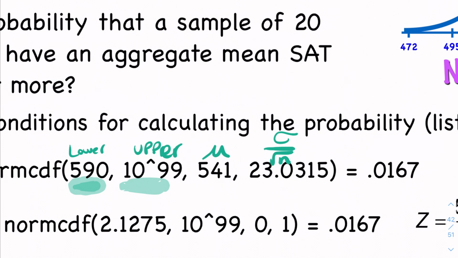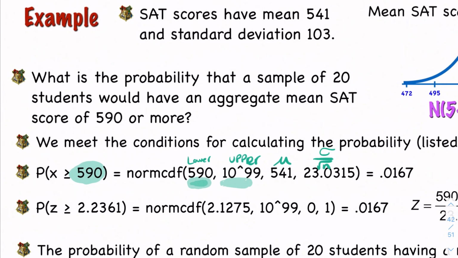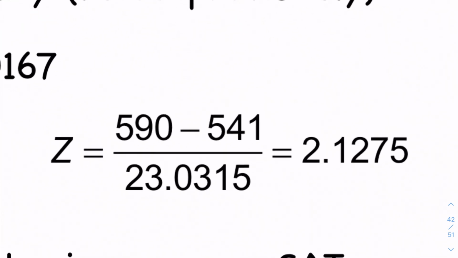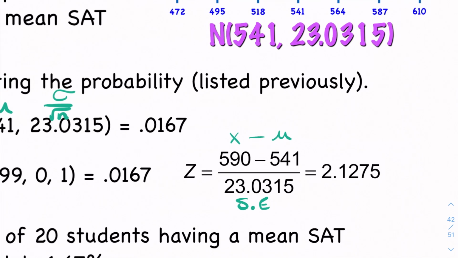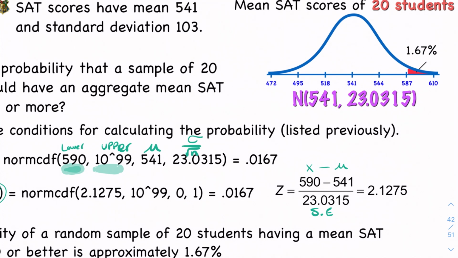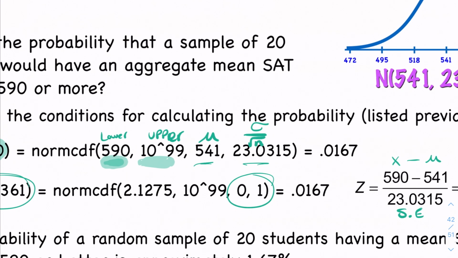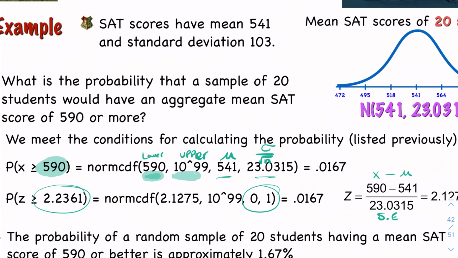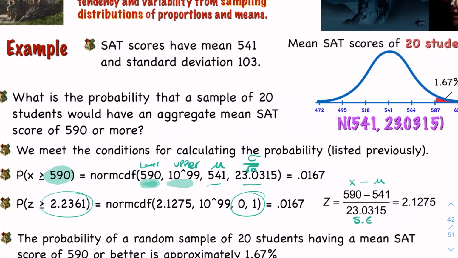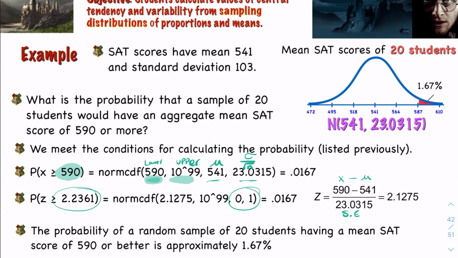So we get 0.0167. Now, you could also say, what is the probability of having a z-score of 2.2361? Well, how did we get that? Remember, z-scores are your score minus the mean over our standard deviation, or in this case, our standard error. And the benefit of using a standard score or a z-score is that we don't have to worry about typing in the mean or standard deviation. We can use 0 and 1. We get the same thing. So the probability of a random sample of 20 students having a mean SAT score of 590 or better is approximately 1.67%.